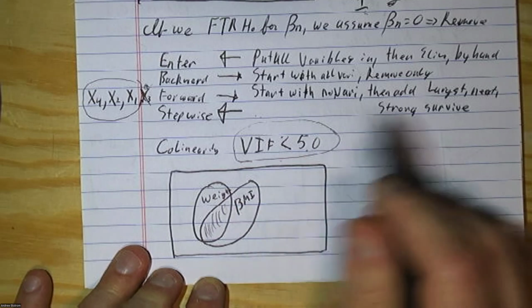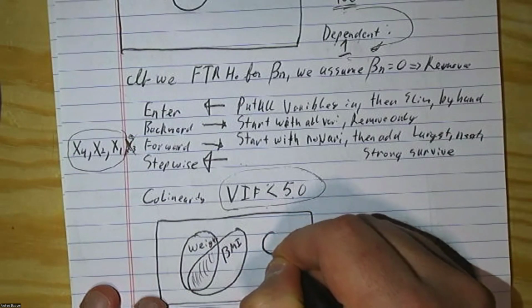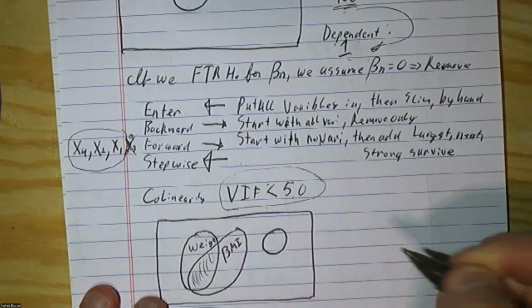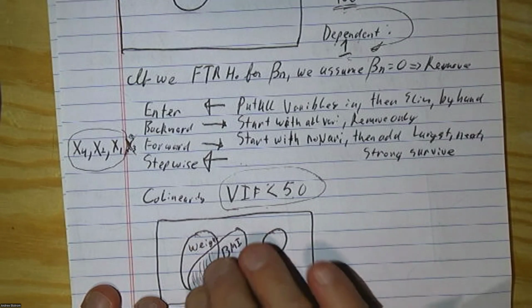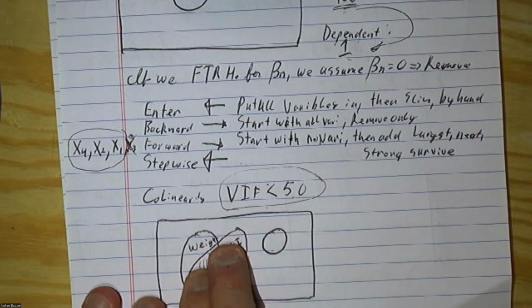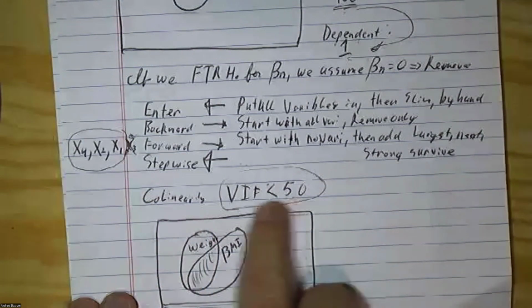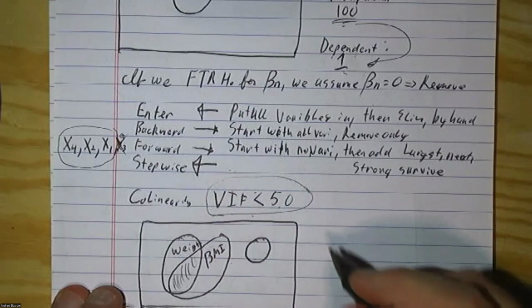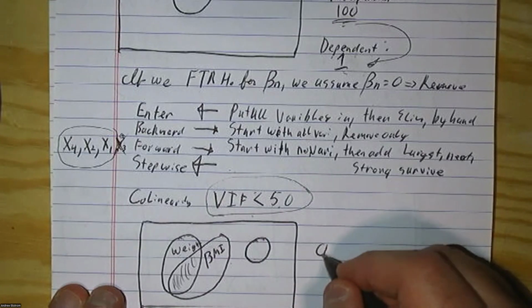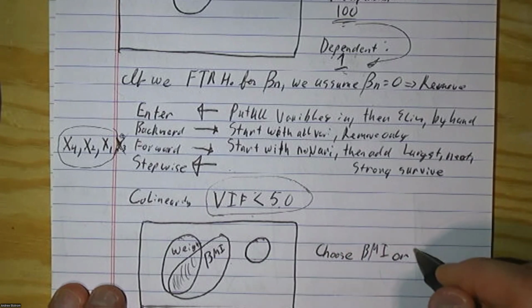Both of these technically, if our threshold for being significant is, say, this, then even if you take out the other portion, it's going to be bigger than this, because we have this collinearity, because we have this large VIF. In a case like this, we would choose BMI or weight.